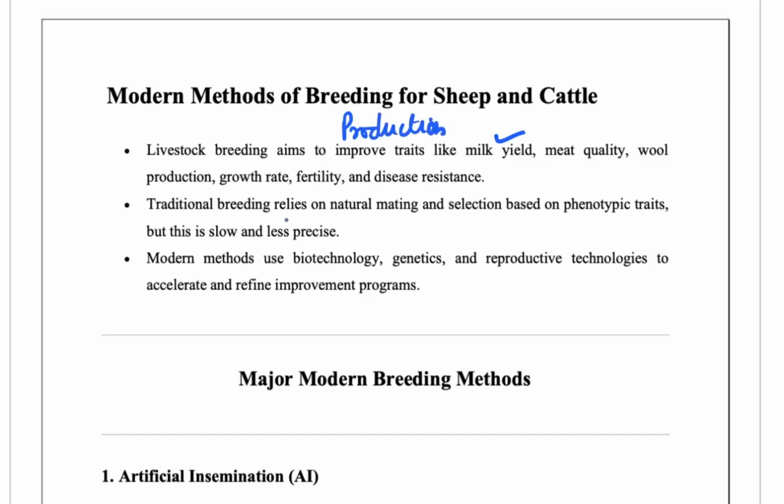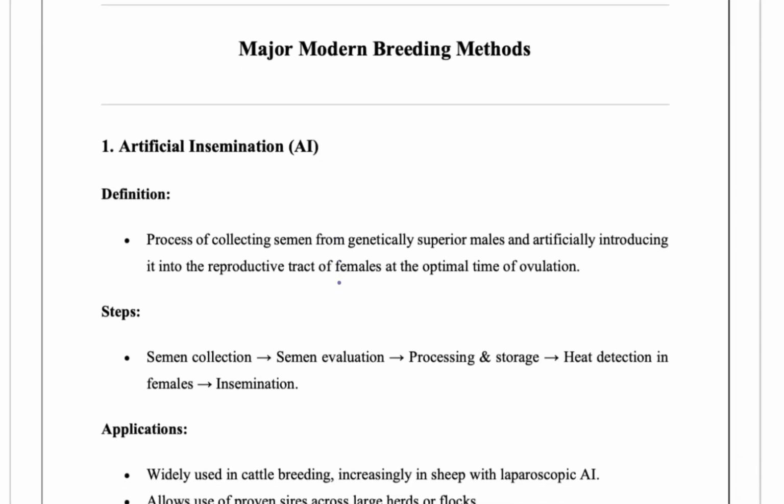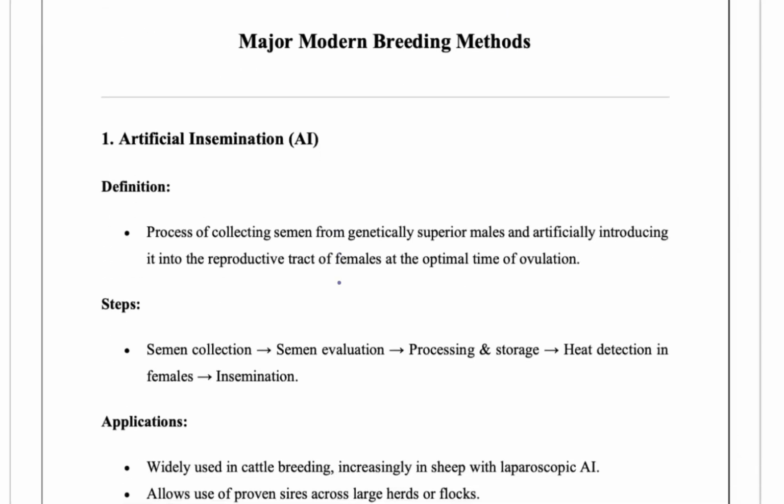Next, traditional breeding mainly relies on natural mating, which we have already discussed in the previous lecture. Selection is based on phenotypical traits we choose, but this is slow and also less precise. So there are some modern methods developed using biotechnology, genetics, and reproductive technologies, and they accelerate and basically refine the improvement programs. So the major modern methods for breeding sheep and cattle are here.